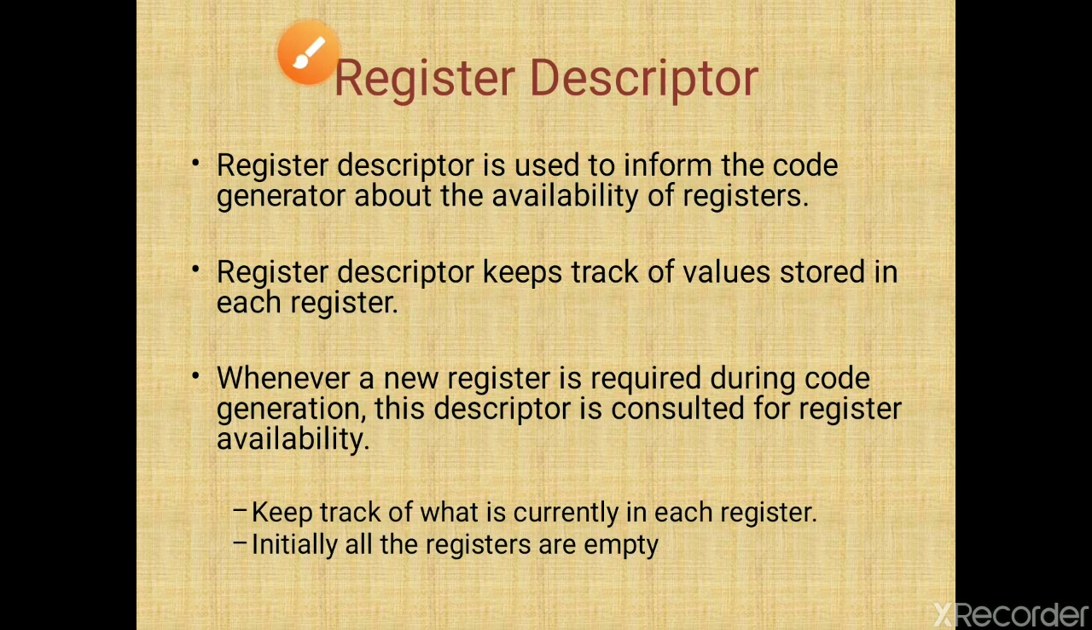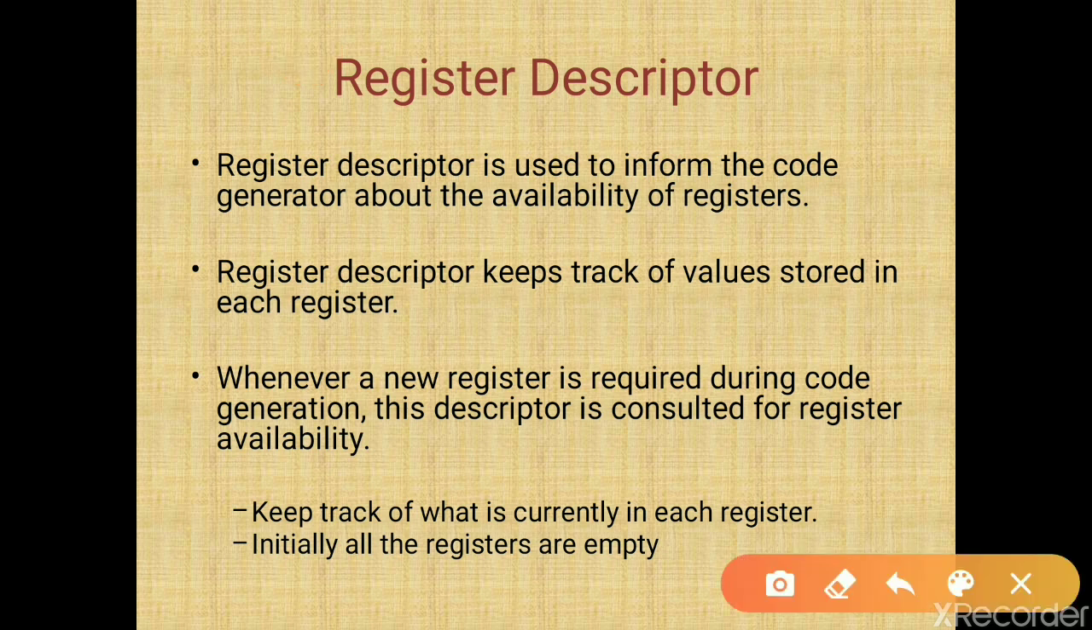First is the register descriptor. What will the register descriptor do? A register descriptor keeps track of values stored in each register. So, what value is stored in each register is tracked by a register descriptor. A register descriptor is used to inform the code generator about the availability of registers. Whenever a new register is required during the code generation, this descriptor is consulted for register availability.